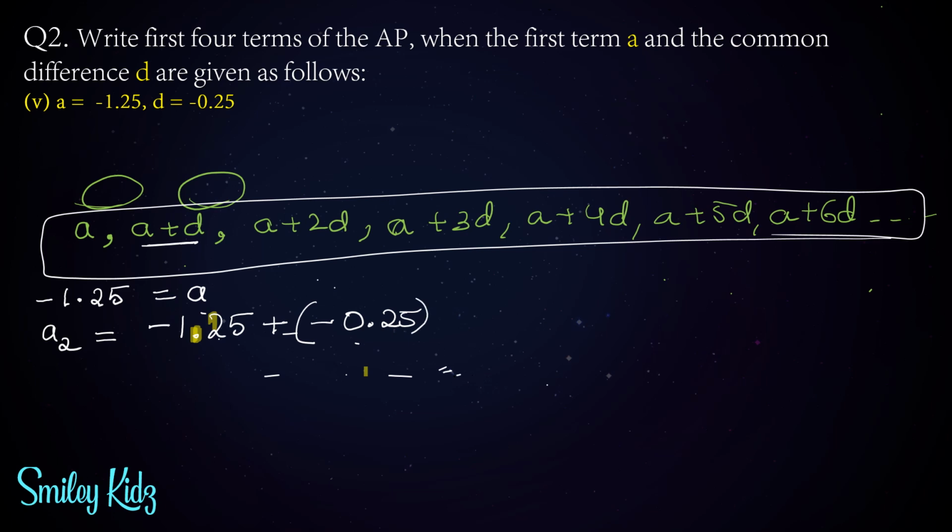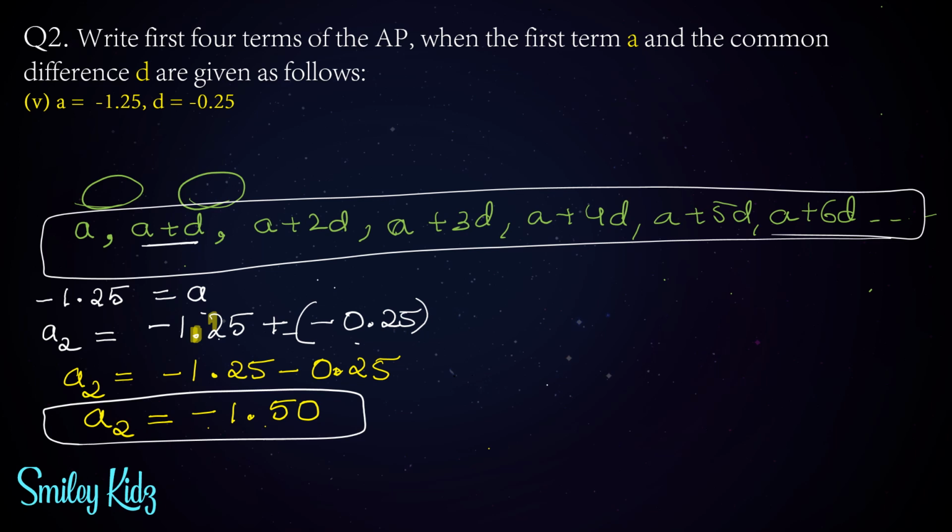Now this is far better than the previous methods we have used, right? So A2 is equal to minus 1.25 minus 0.25. Now what is the value of A2? A2 is equal to minus 1.50, isn't it? The value of A2 is minus 1.50. Now we found out the second term. Now let's try to find out the third term as well using the same procedure.